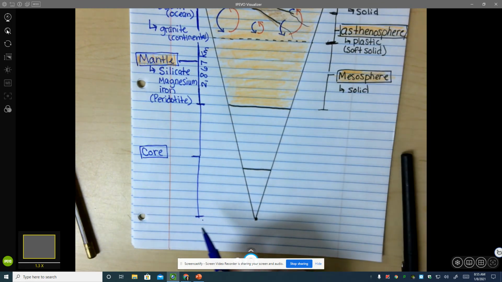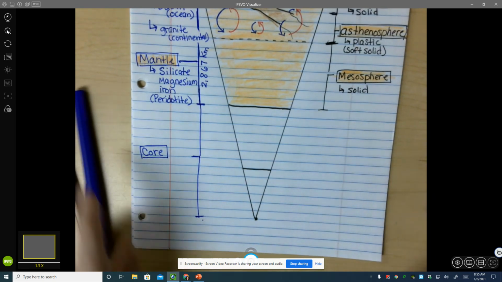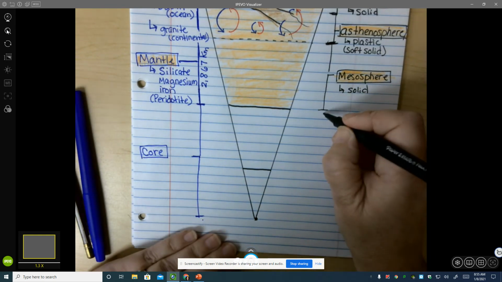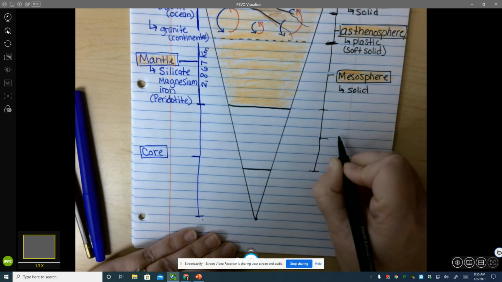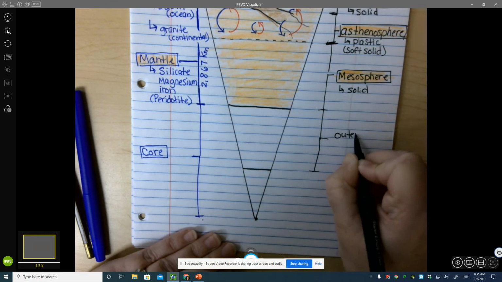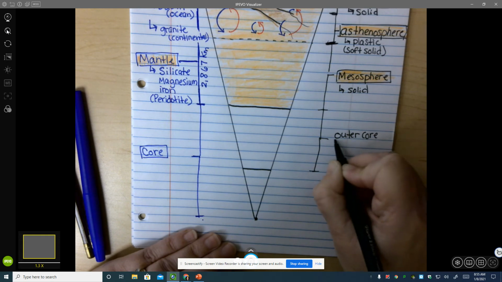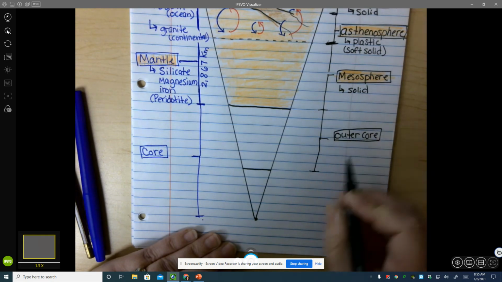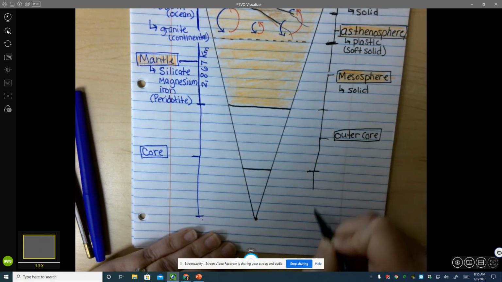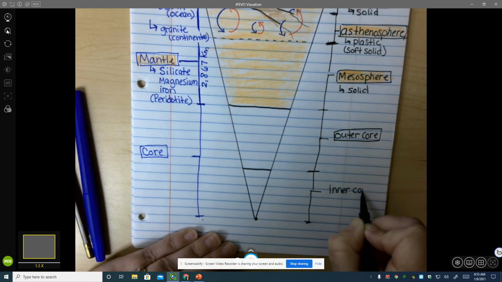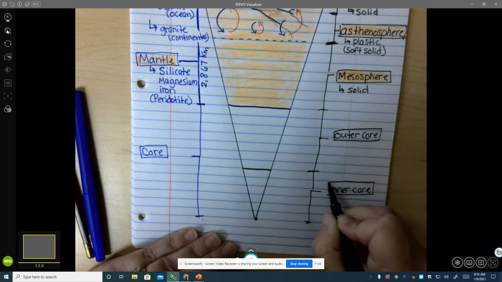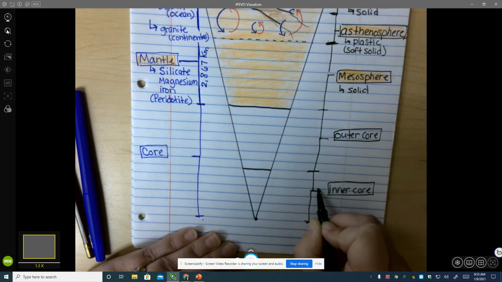Yes, and the core is split into two different layers. From here to here is the outer core. And then from there to there is the inner core. All right, let's talk about the cores.